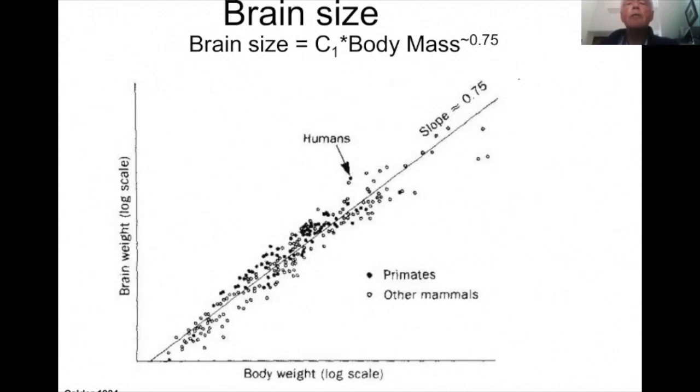In other words, with every log unit of gain in mass, there's about 0.75 log units gain in brain size, with body size. Keep that number 0.75 in mind because it's going to come up again. It's an interesting number. In addition to defining this relationship, it defines many allometric relationships.